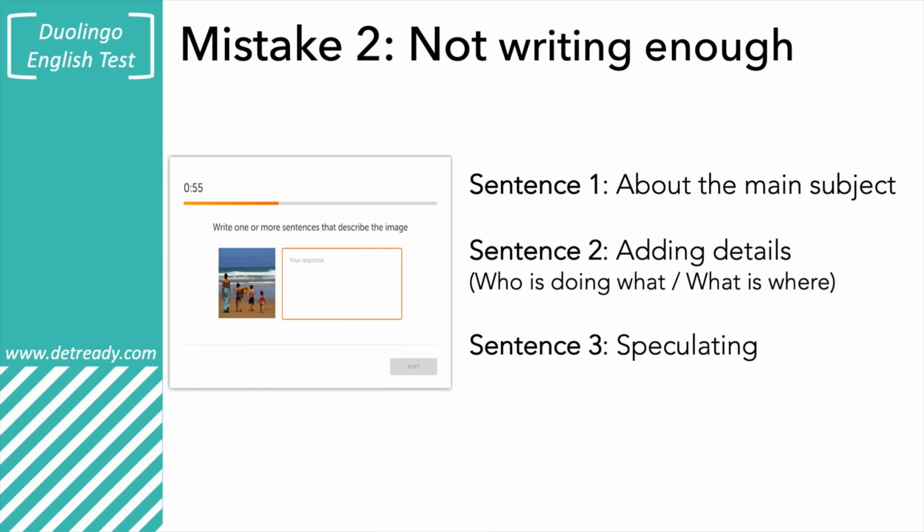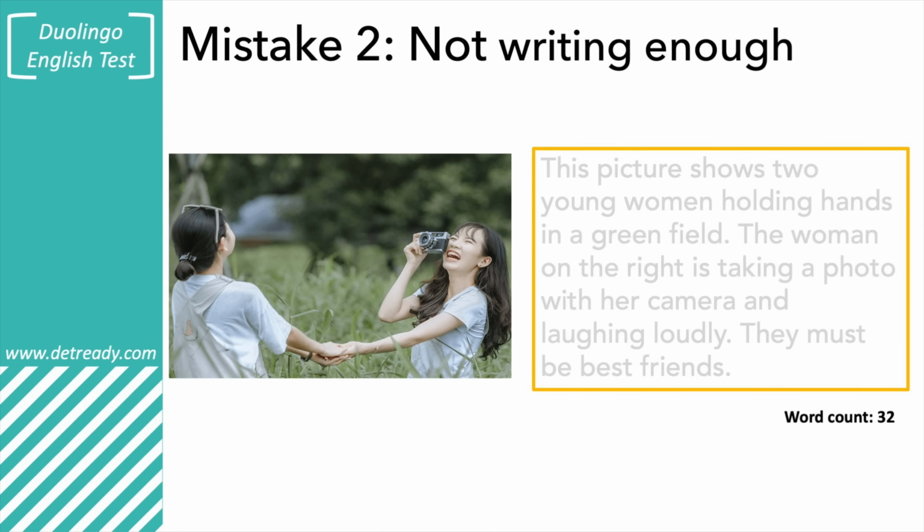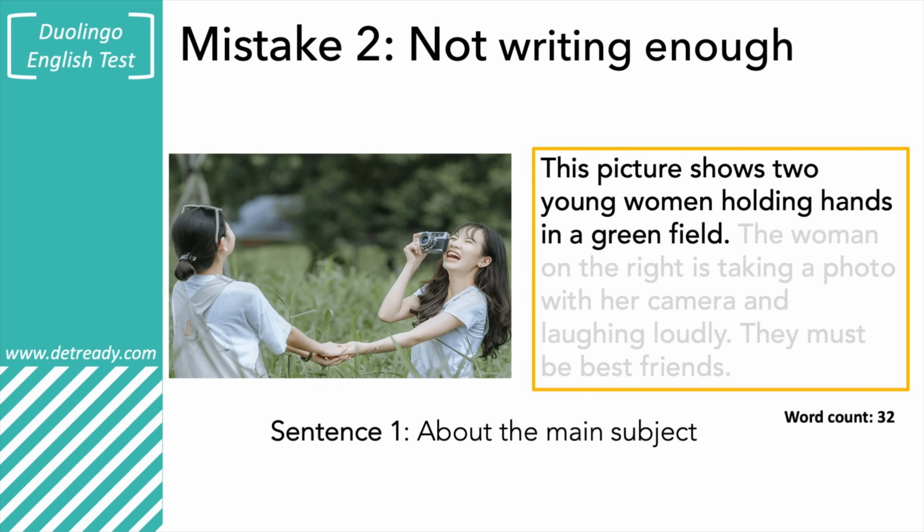Again, like I mentioned, you should probably try to do around 2, maybe 3 sentences. 3 might be too many if you're a slow typer, but you should try to do 2. In sentence 1, you want to talk about the main subject. For example, this photo shows 2 women holding hands in a green field. The main subject, of course, in this photo is those 2 women.